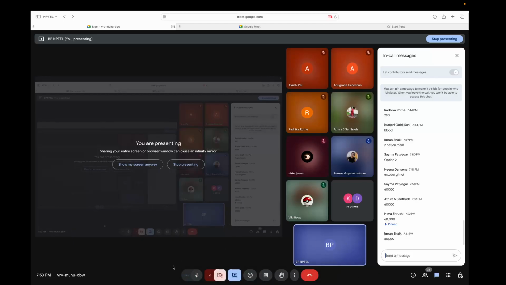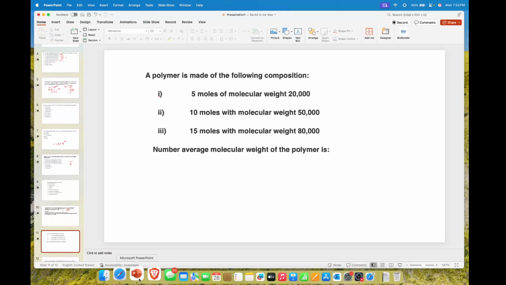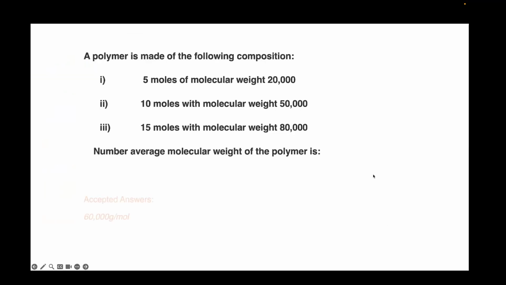Yes, all of you are correct. It would be 60,000 gram per mole. So the formula for number average molecular weight is the summation of Ni Mi, that is number of moles times molecular weight, divided by the summation of Ni, or the total number of moles. So the top one will be 5 into 20,000 plus 10 into 50,000 plus 15 into 80,000.